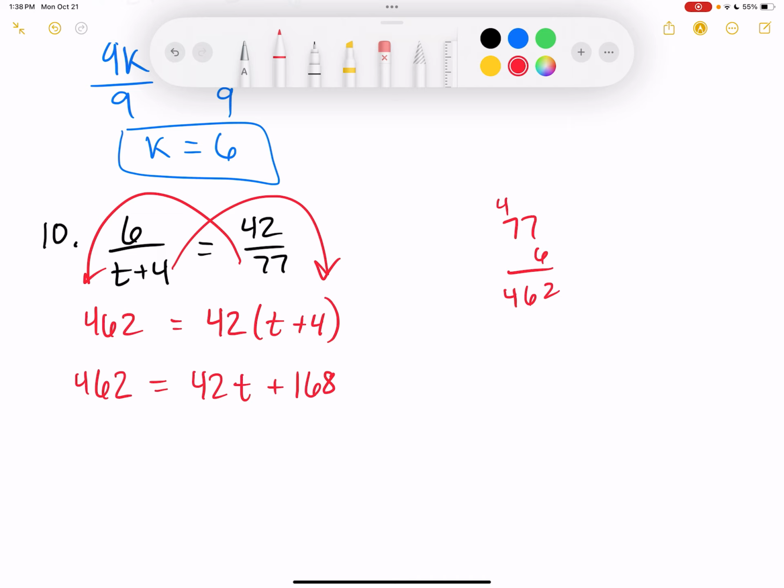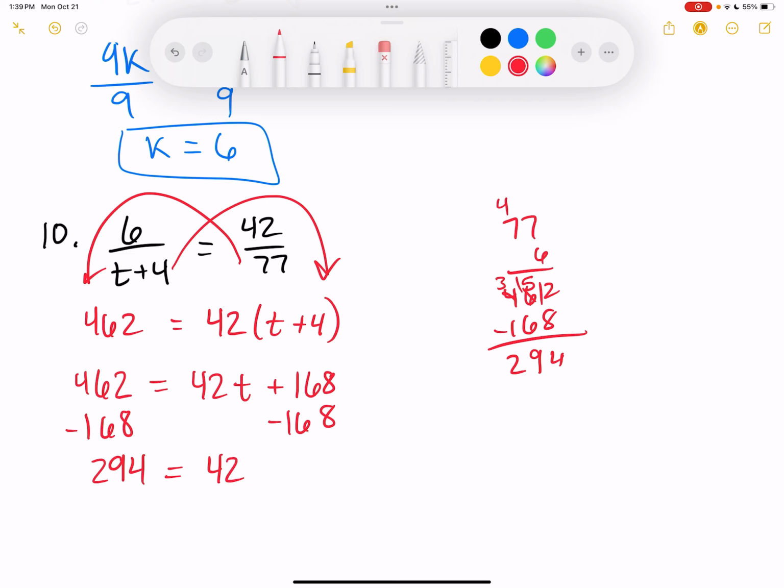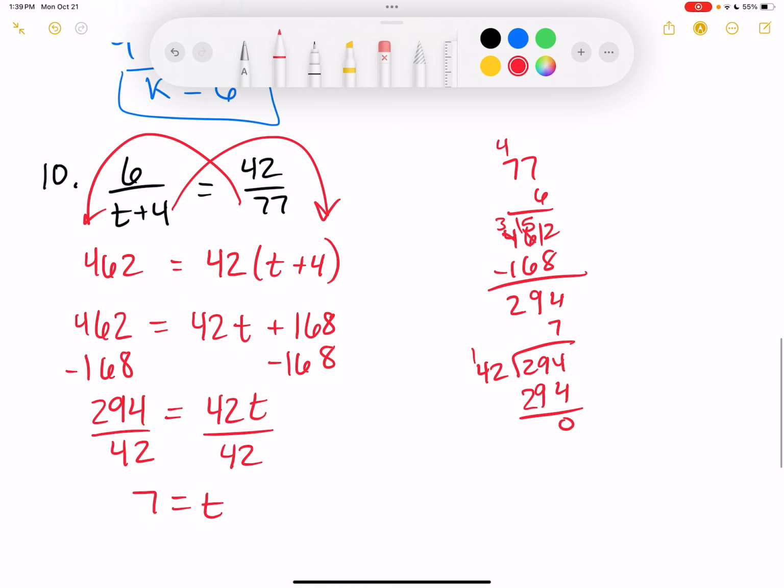Now subtract the 168. So 294 equals 42t. Divide by 42. I think t is equal to 7. Yep. So 7 equals t.